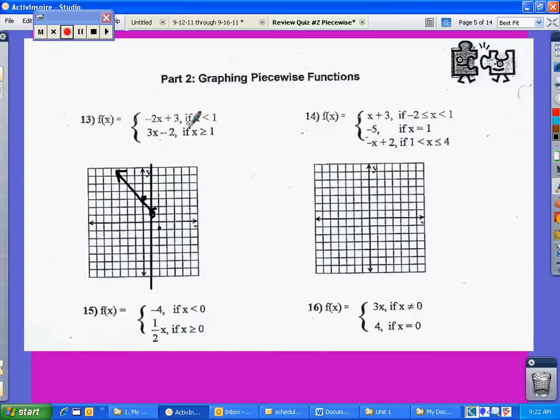The second equation is 3x minus 2. So my y-intercept is at negative 2, so I'm going to go down 2 on the y-axis and put a point. And then my slope is 3, so I'm going to go up 3 over 1 and put a point. And then again, you notice I run into my boundary line. Let's just keep going. Up 3 over 1.